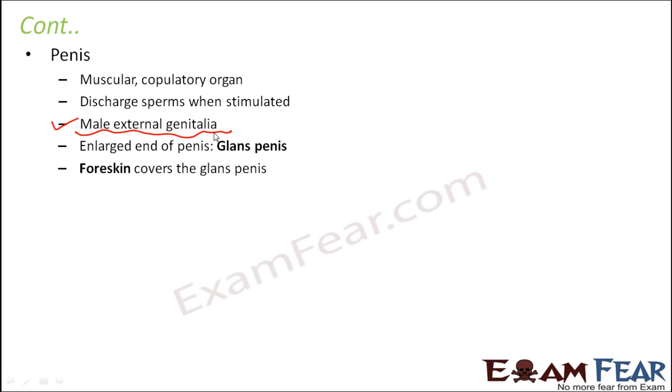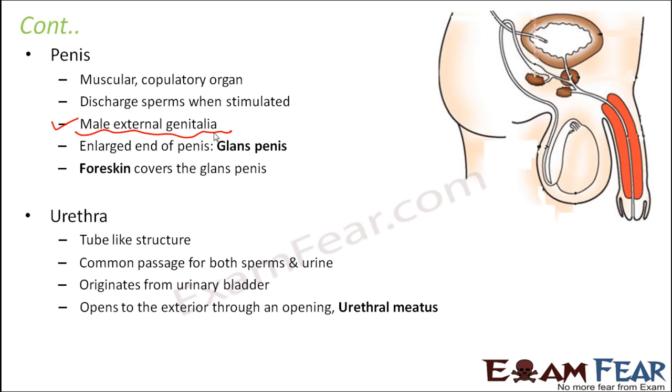Now the enlarged end of the penis is called the glans penis. If you look at the structure of the penis, so this structure is penis. If you look at the enlarged end of the penis, this end is known as glans penis, and there is a foreskin which covers the glans penis. So you see a layer of skin being present here. This skin is called foreskin. So that is how the structure of the penis is.